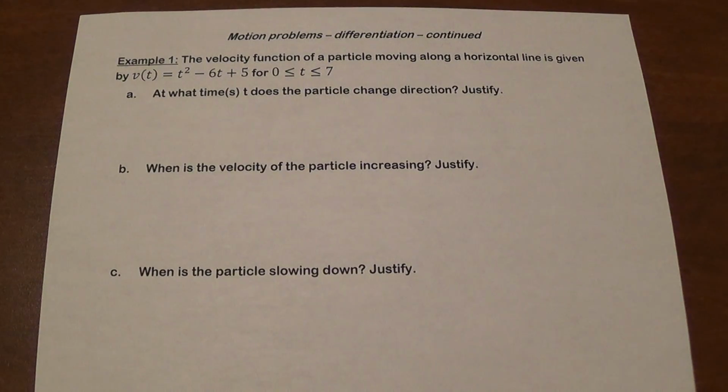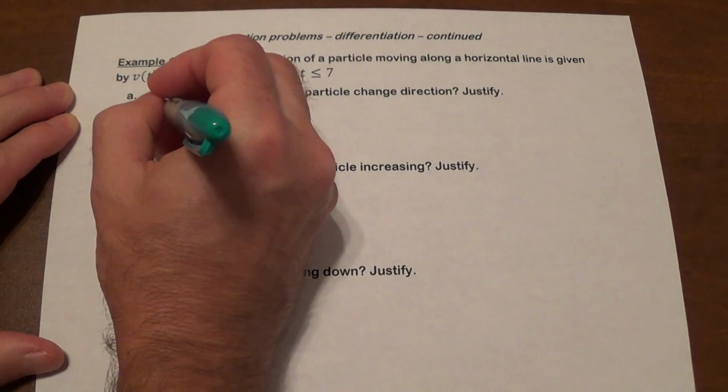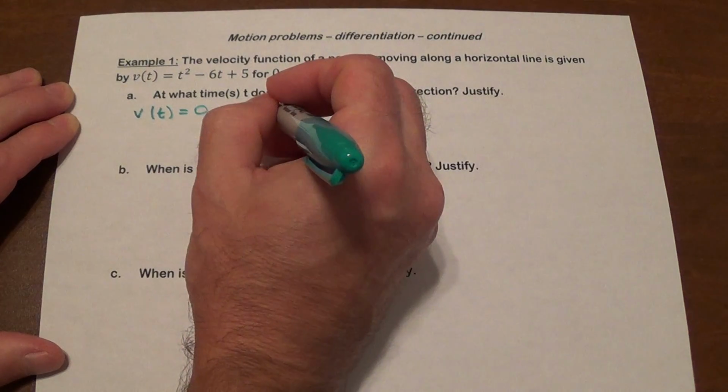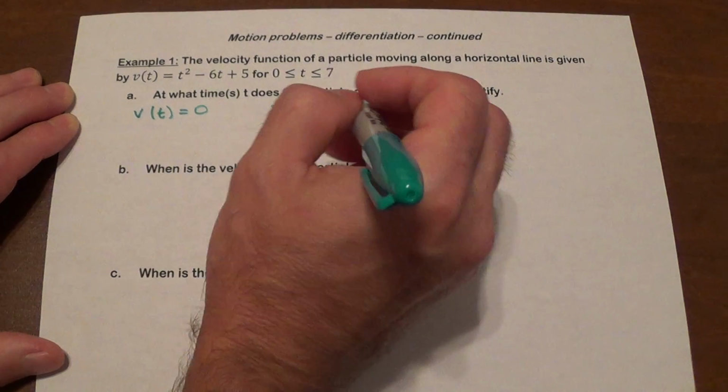The particle is moving along a horizontal line with the velocity given by this function. At what time, so please note we have a velocity function here, does it change direction? So the particle, or any object, is going to change direction when the velocity becomes 0 and the velocity is going to change sign. So the first thing we need to do for these types of problems is set the velocity equal to 0. So t squared minus 6t plus 5 equals 0.